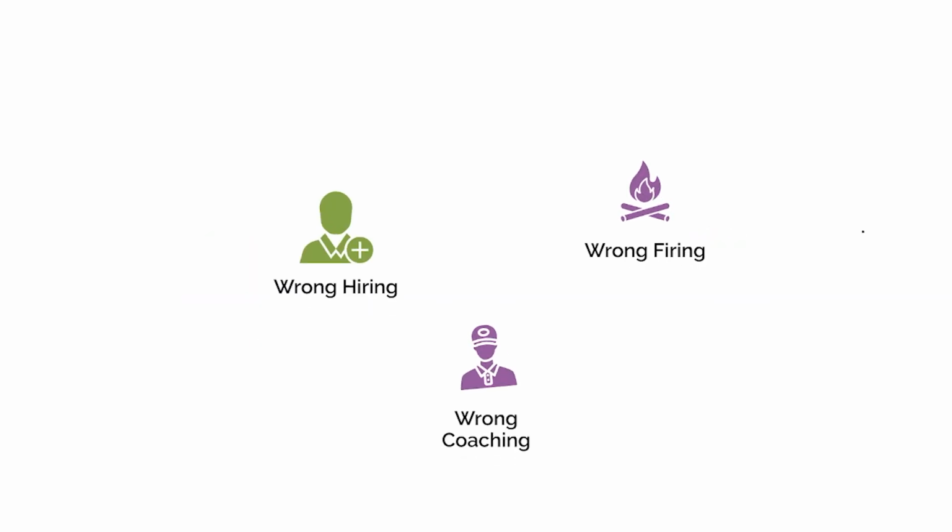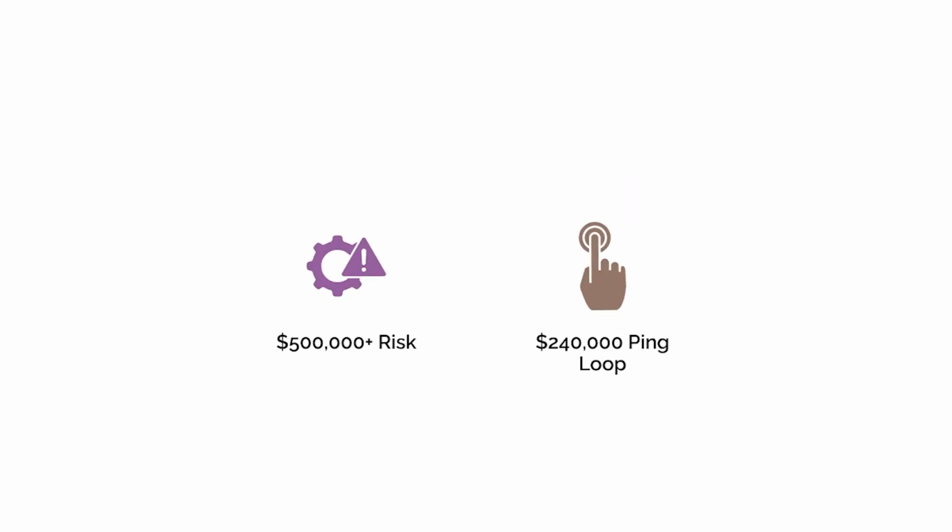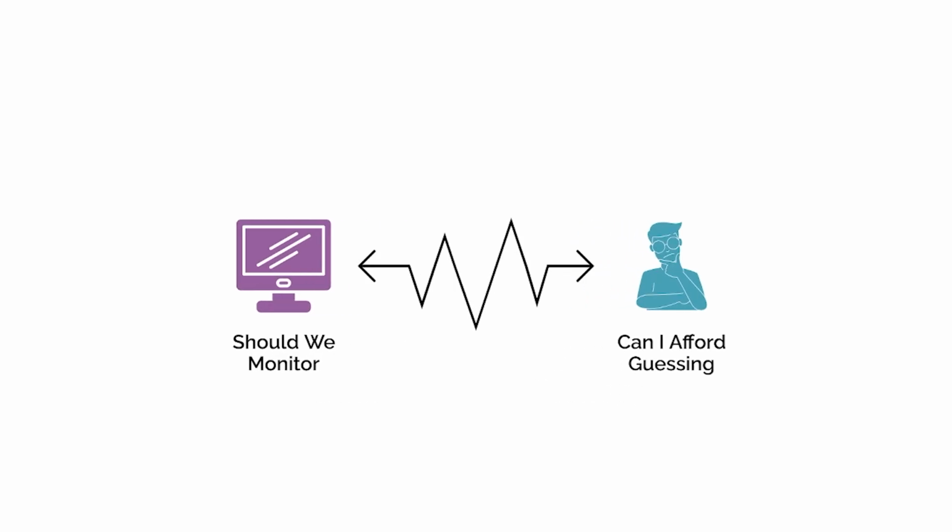And those wasted hours lead to wrong decisions. Hiring when you should fix systems, firing when you should coach. Add it all up, and the total annual risk tops $500,000, dwarfing even that $240,000 ping loop cost. The question isn't, should we monitor? The real question is, can you afford to keep guessing?